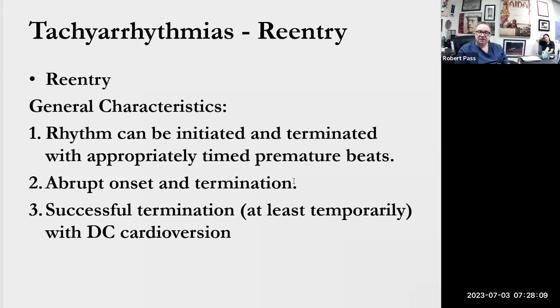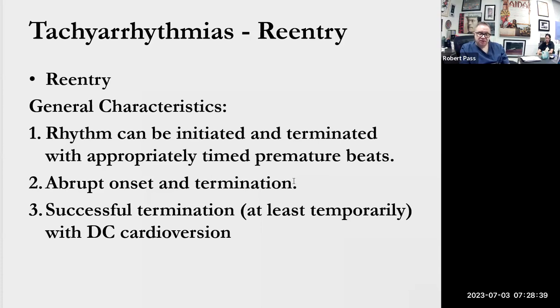Again, importantly, reentrant tachycardias have an abrupt onset and termination, and this can be very helpful in making a diagnosis. And sometimes on an ambulatory EKG monitor like a Zio or a Holter, we can see this. And sometimes we see it on inpatient monitors. So it's always worthwhile to look at the heart rate trend in the ICU or on the floor when you're assessing any kind of arrhythmia.